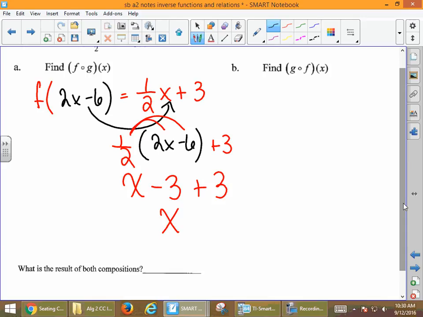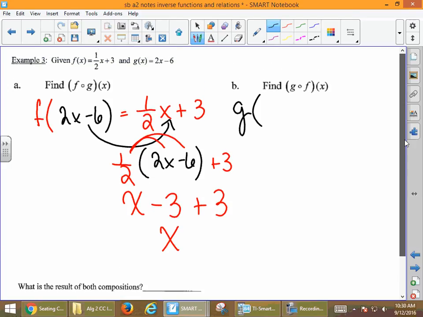But now what's going to happen over here is we have g of f of x. Remember, start right. When we look back at our problem, f of x is 1 half x plus 3. We're going to take that value and put it back into our g function.